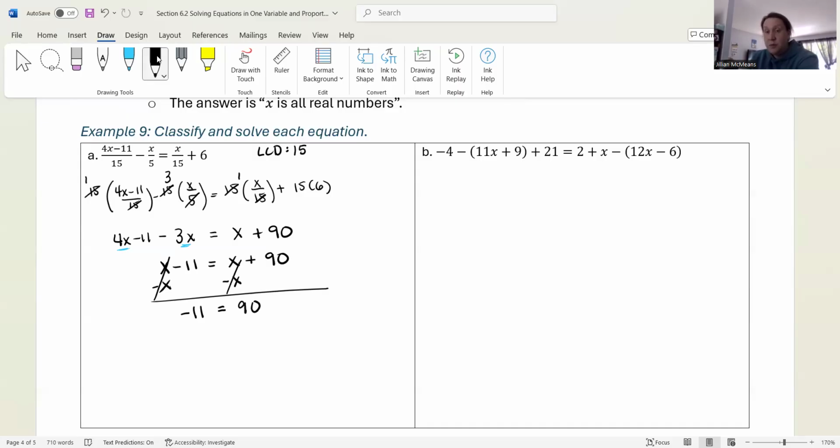So all of our variables cancel, leaving a false statement. So when the variables cancel, leaving a false statement, this tells us that we have a contradiction. So that is the classification here. And that tells me that there is no solution. Now remember, you can write the words no solution. You can do empty curly braces, or you can do the little null set symbol, or you can just say no solution. I don't care which one. Just make sure if you do the little curly braces, you leave them empty.